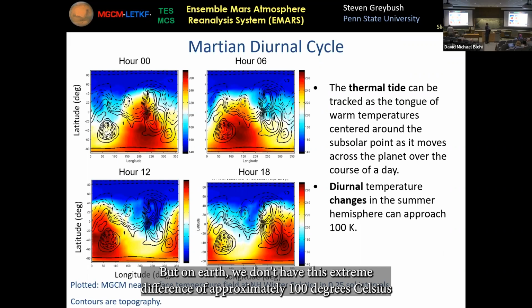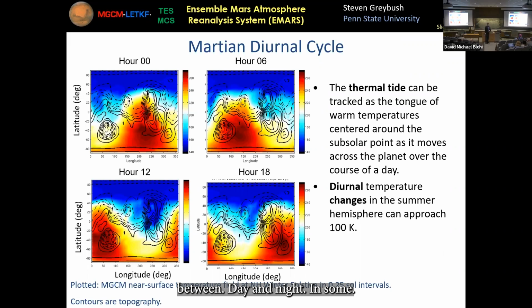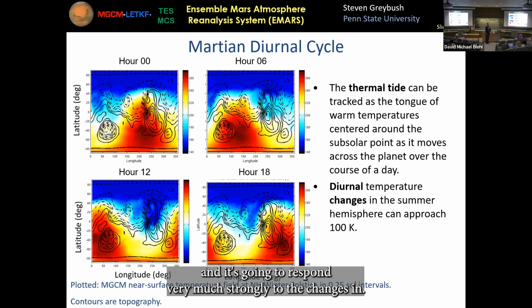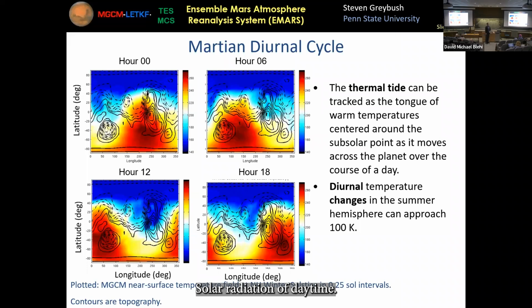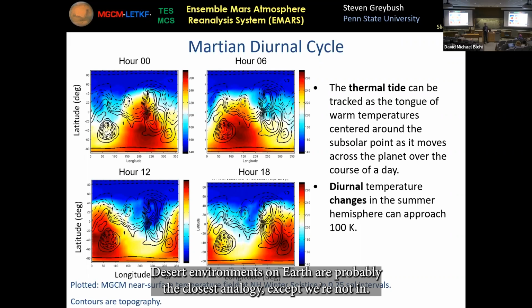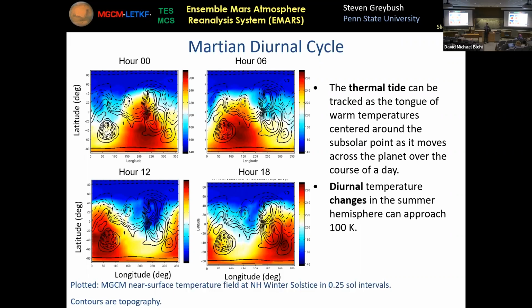But on Earth, we don't have this extreme difference of approximately 100 degrees Celsius between day and night in some instances. Why is that? Well, Mars has a really thin atmosphere, and it responds very strongly to the changes between solar radiation in the daytime and cooling at nighttime. Desert environments on Earth are probably the closest analogy, except we're not in a really thin atmosphere like we have for Mars. So this is going to be pretty extreme and different from the Earth.